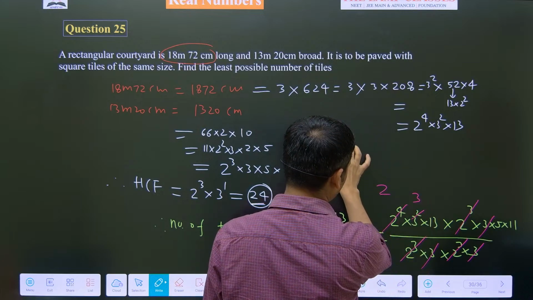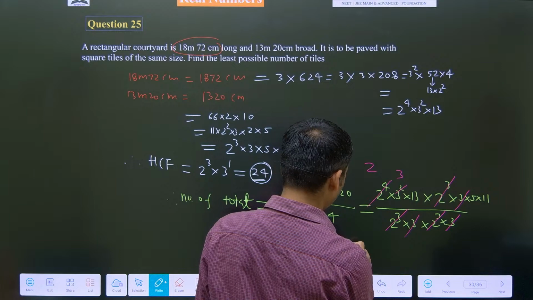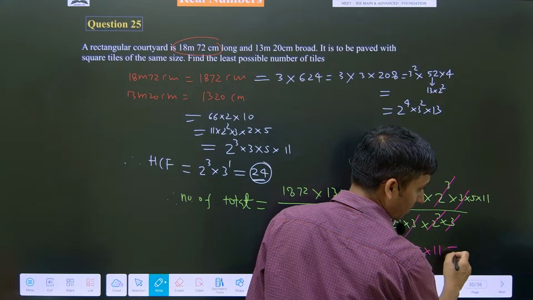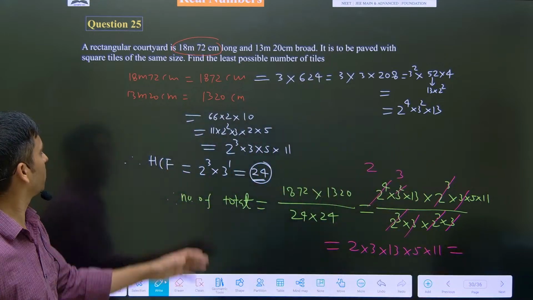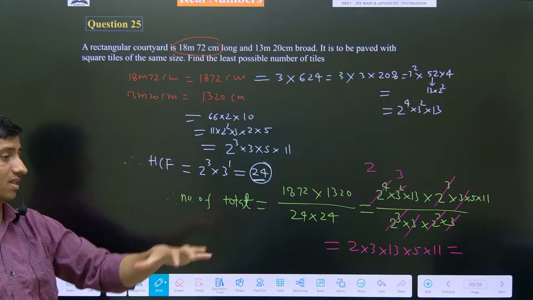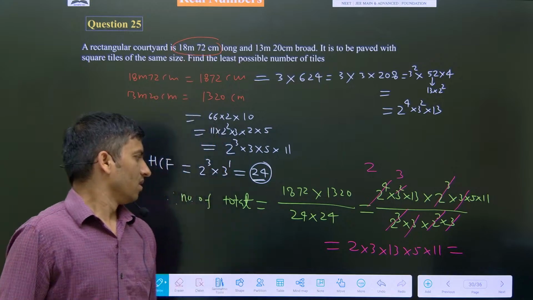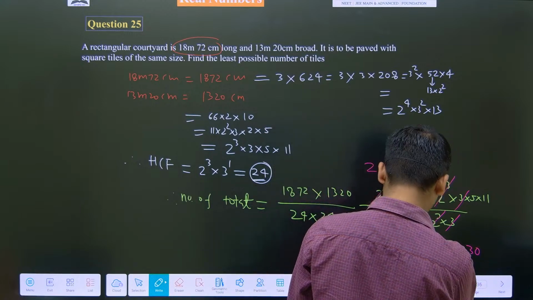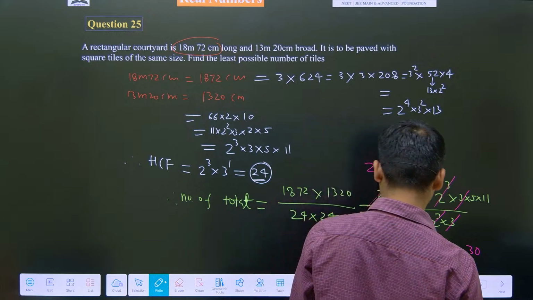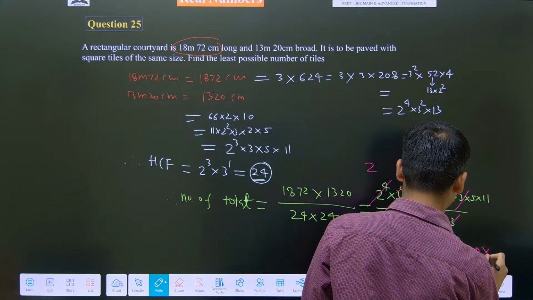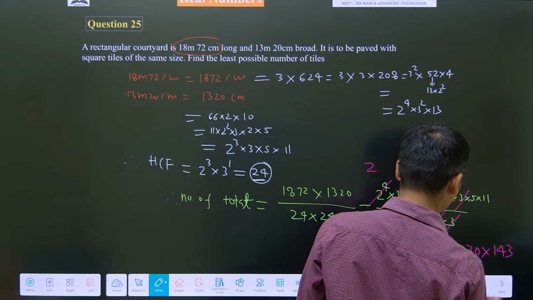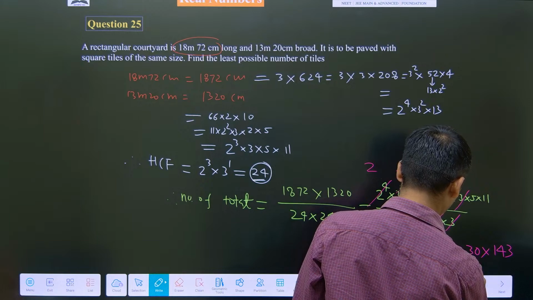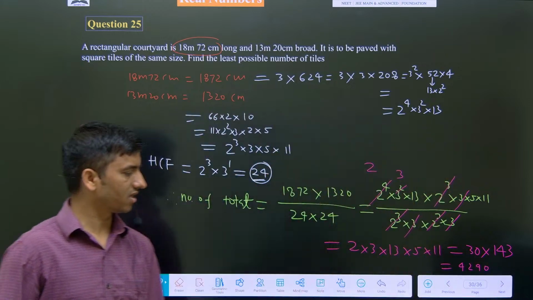Now finally, how many tiles are required? That we have got. So it is 2 into 3 into 13 into 5 into 11. Yeah, we can multiply. There is a lot of tiles required, obviously, because the area was big. Now 18 meter is a big length actually. Yeah, these many tiles are required actually, na?